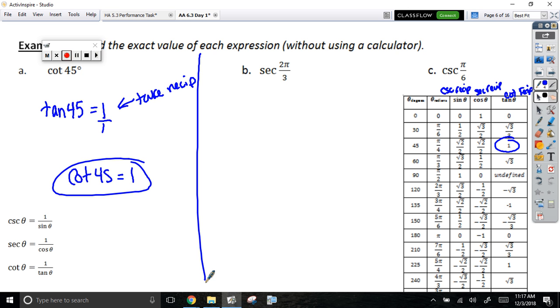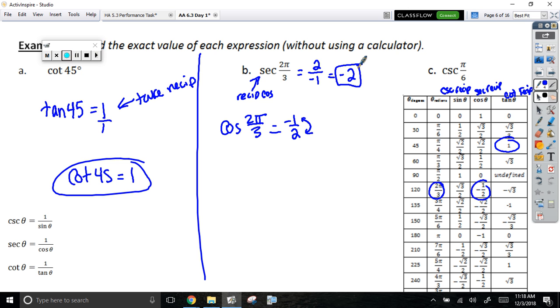Okay, the next one is the secant of 2 pi thirds. Remember, this is the reciprocal of the cosine. So we want to go find the cosine of 2 pi thirds in our chart. Go down your radian column, 2 pi thirds, go over to cosine, we'll get that it's negative 1/2. Now we're going to take the reciprocal to find out what the secant is, which will be 2 over negative 1, which is negative 2.